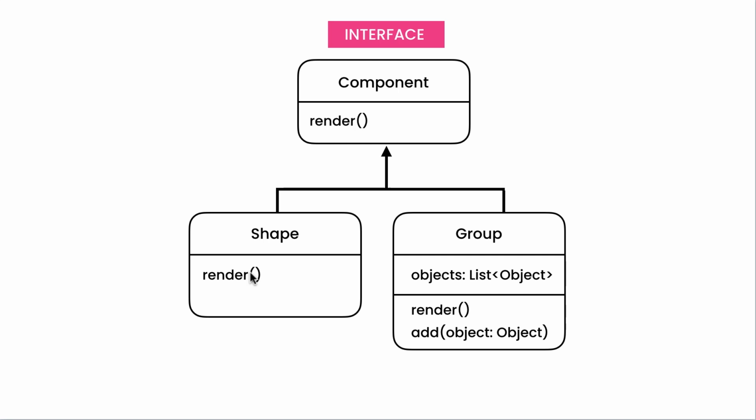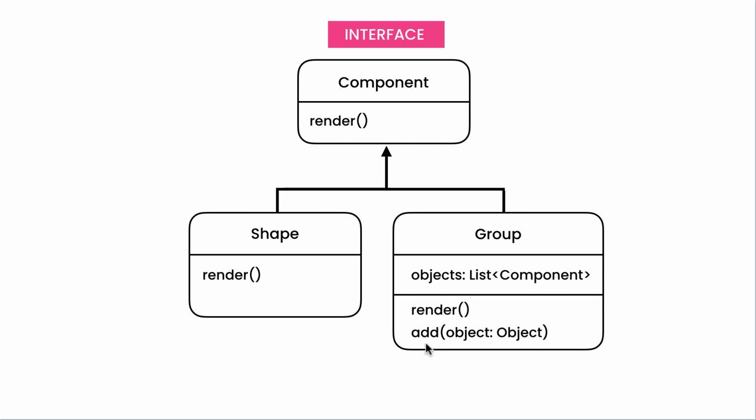Now, with this structure in our group class, instead of maintaining a list of object instances, we can store a list of components. Because a component can be a shape or a group, right? So inside a group, we can have shapes and other groups. This is how we can represent a hierarchy.